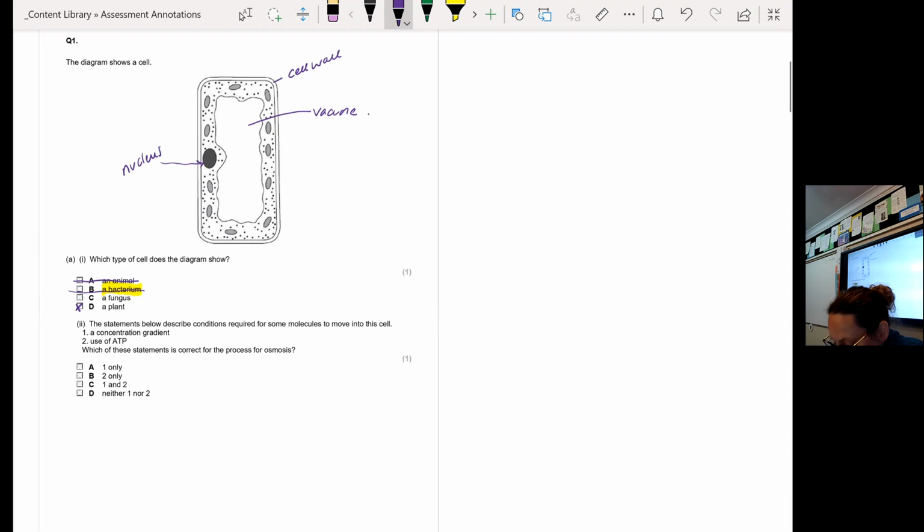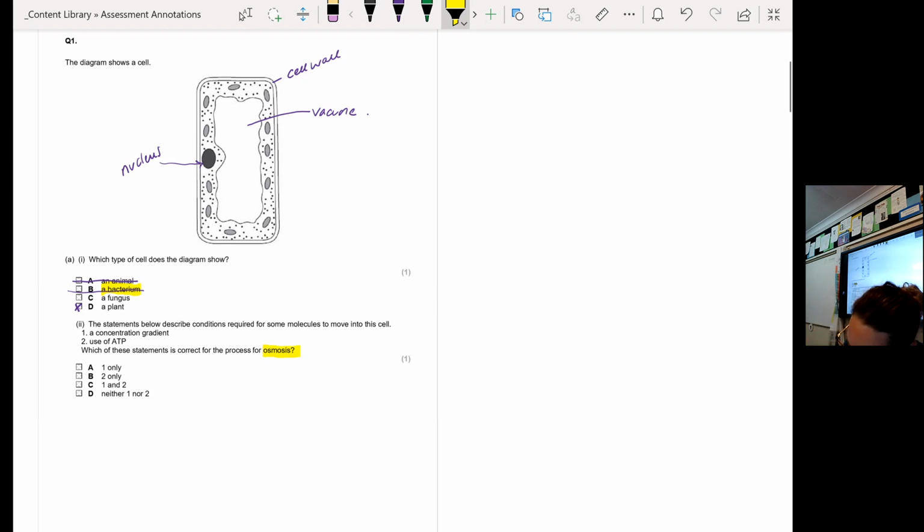Now we've got a question about membrane transport that again is multiple choice. It says a statement below describes the conditions required for some molecules to move into this cell: a concentration gradient and the use of ATP. Which of these statements is correct for the process of osmosis? Remembering back, osmosis is the movement of water. So these statements are a concentration gradient and use of ATP. Is only statement 1 correct? Is only statement 2 correct? Is it 1 and 2? Or is it neither?